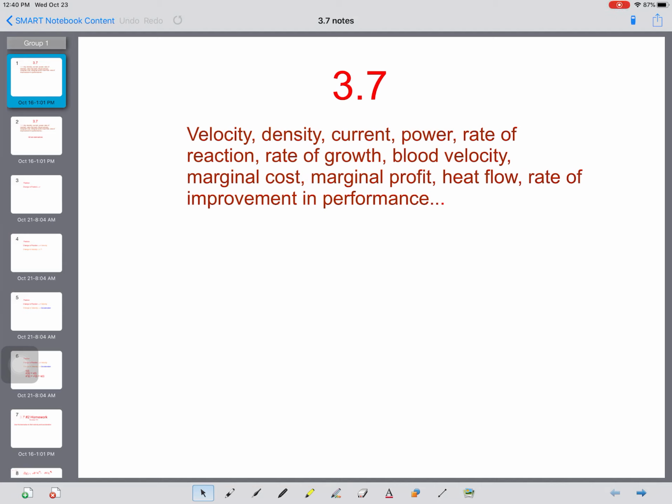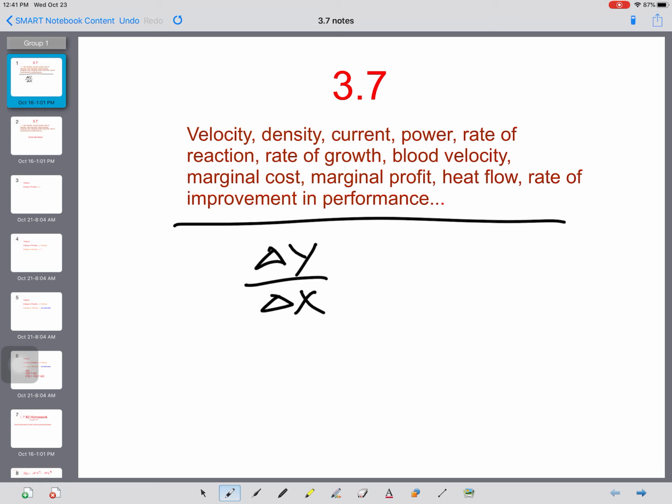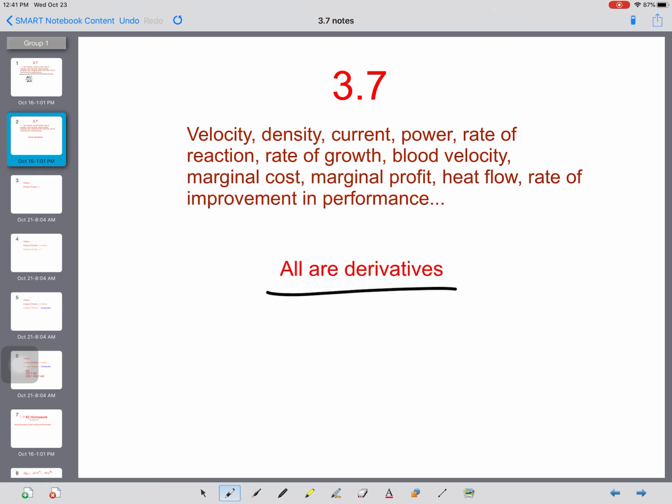Well, this section 3.7 is about rates of change in the natural and social sciences. And all of these things, velocity, density, current, power, all of these things are dealing with a rate of change of some kind. And a rate of change, just like the change in y over the change in x, is a derivative. All of these are in some way a derivative.